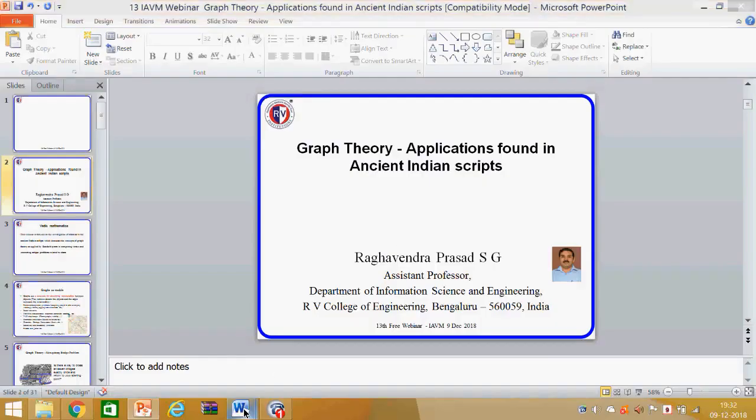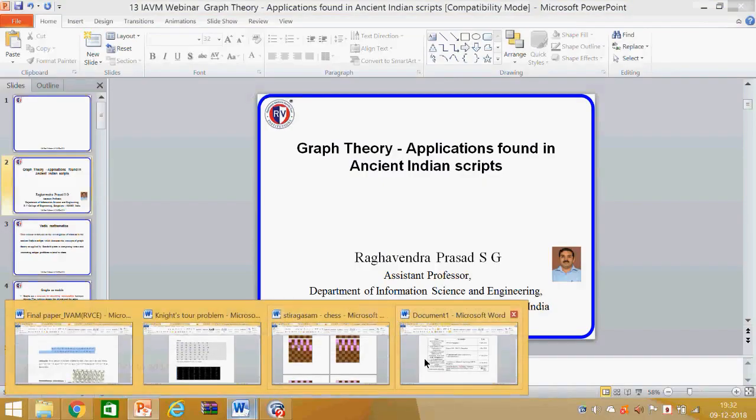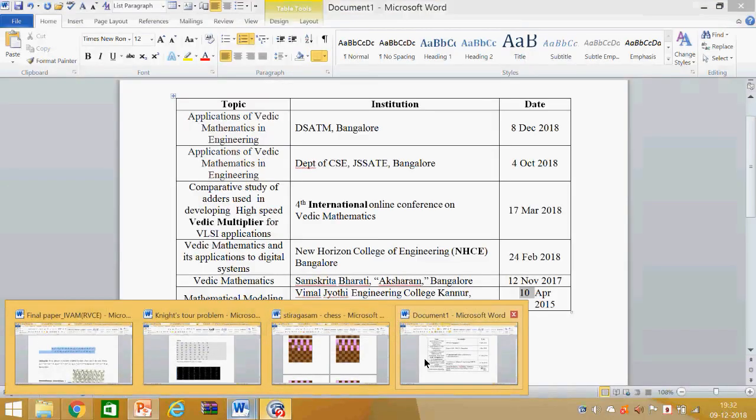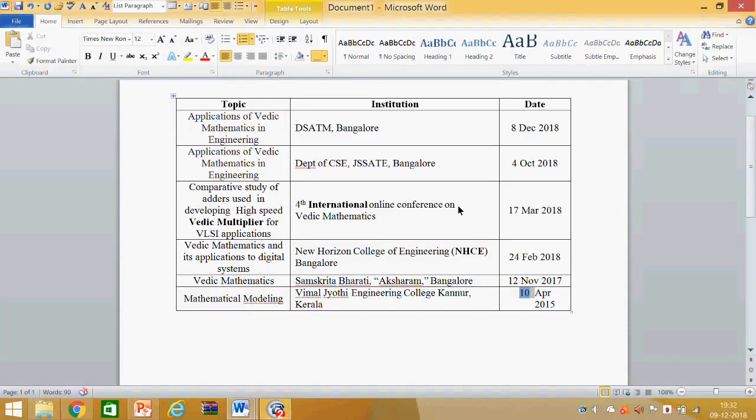We have conducted the third international conference. It was very successful, and I'm participating in so many presentations in different institutions to create awareness related to Vedic mathematics, and particularly awareness related to applications of Vedic mathematics in digital systems. You can see so many presentations have been given. I am very fortunate to be associated with IAVM and guided by IAVM to discuss these things, as well as to promote Vedic mathematics in the different institutions in India.